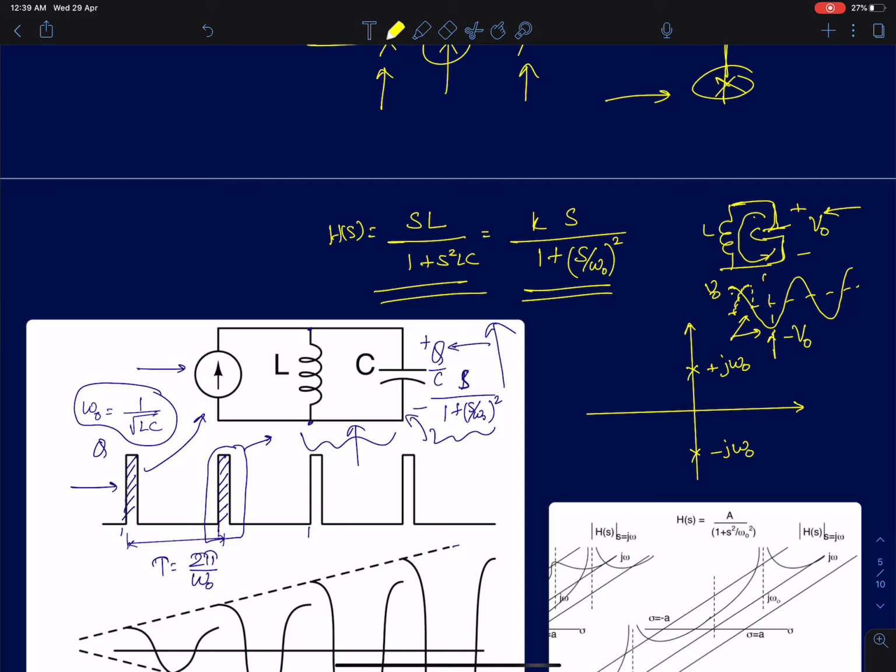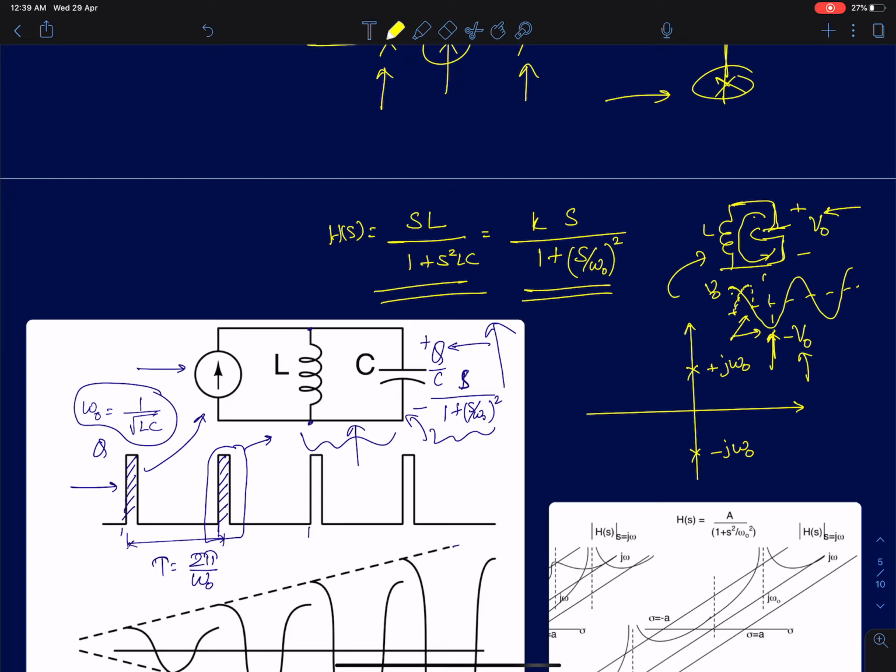Then the inductor current will start charging the capacitor in the opposite direction. So you will get a negative voltage of minus V0. The voltage will be a sinusoidal signal oscillating between plus and minus V0. So this is how a simple parallel LC system works.